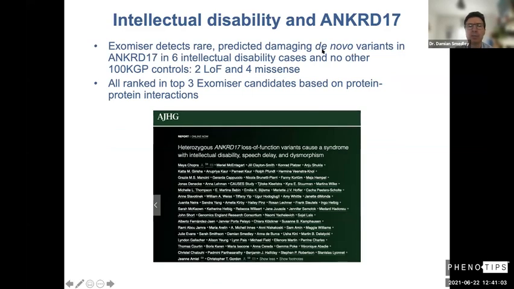Another success story was just recently published, but we detected this last year. We noticed Exomiser had detected rare predicted damaging de novo variants in this ANKRD17 gene that wasn't associated with human disease at the time. In all cases, it was an intellectual disability, and it wasn't seen in any other 100,000 Genomes Project samples. So it looked promising, and we discovered Exomiser was prioritizing it based on protein-protein interactions with known intellectual disability disease genes. So then we reached out through GeneMatcher, discovered other people who had similar cases, and that resulted in this paper that came out recently.